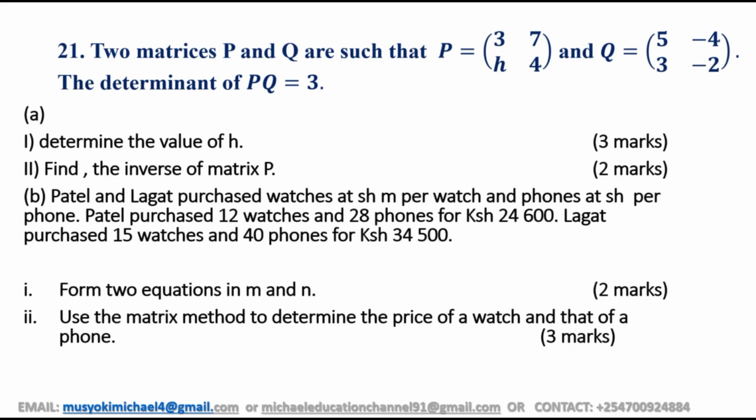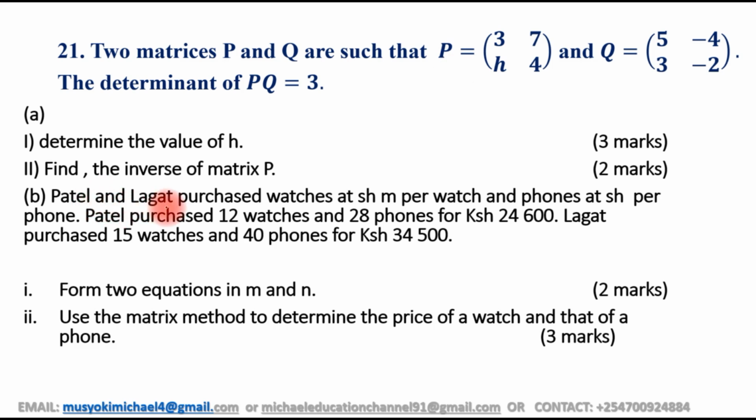Number 21. For this question, it is based on multiplication of matrices, inverse of a matrix, formation of matrix equation, and also solving matrix equation. So two matrices P and Q are such that P is [3, 7; h, 4], and Q is [5, -4; 3, -2]. The determinant of PQ is 3. So we are required to determine the value of h. Then we find the inverse of matrix P.